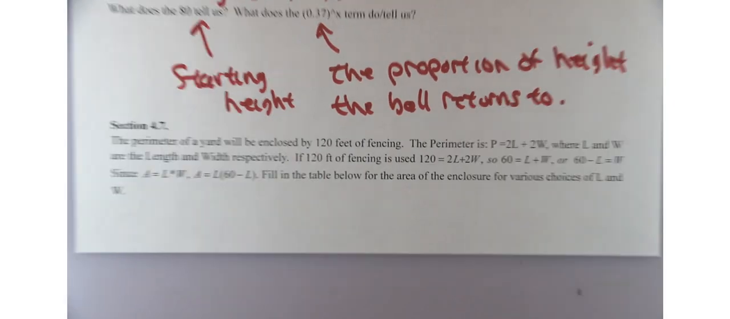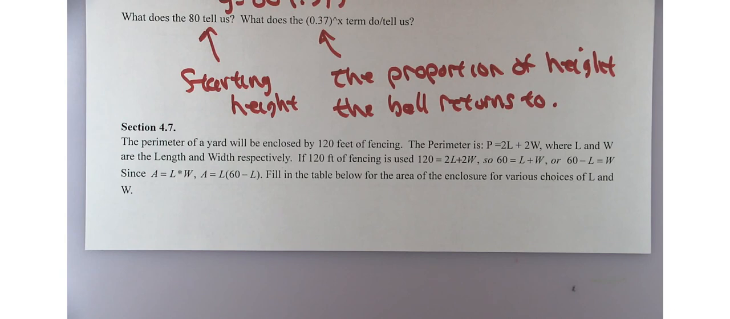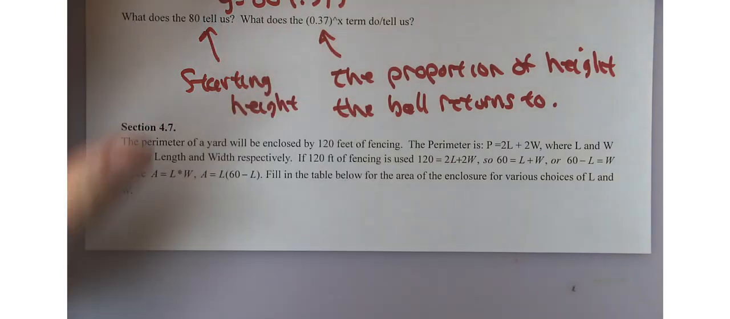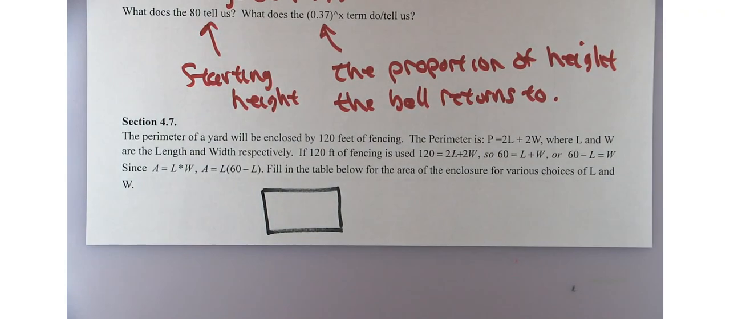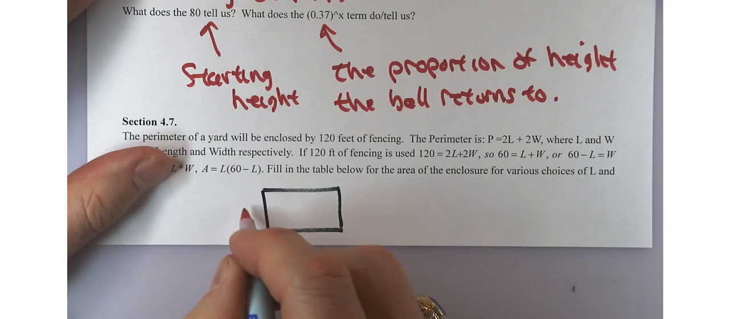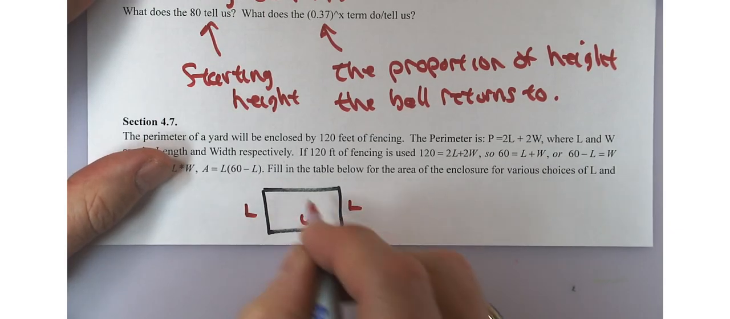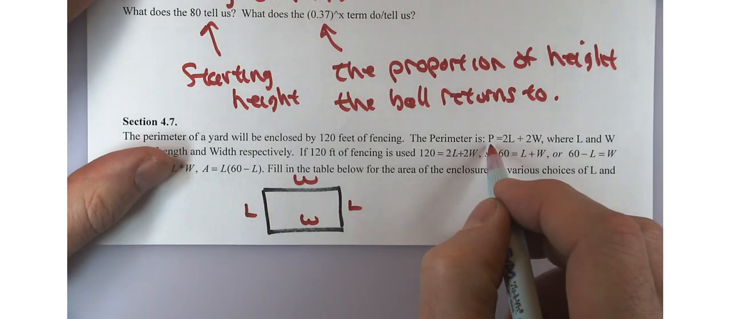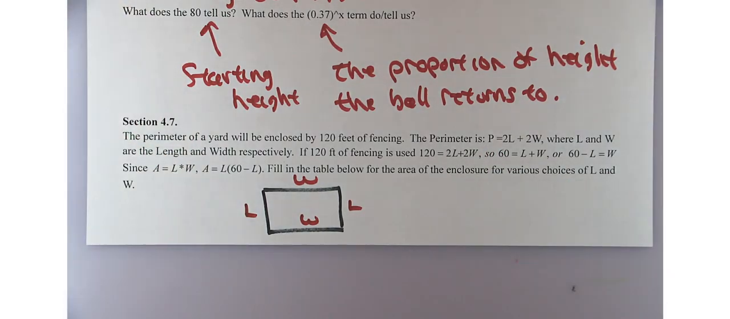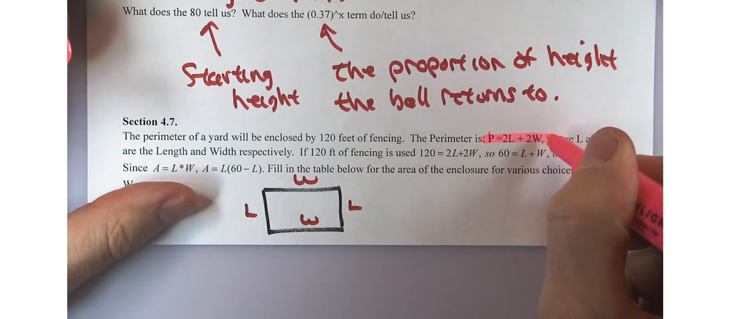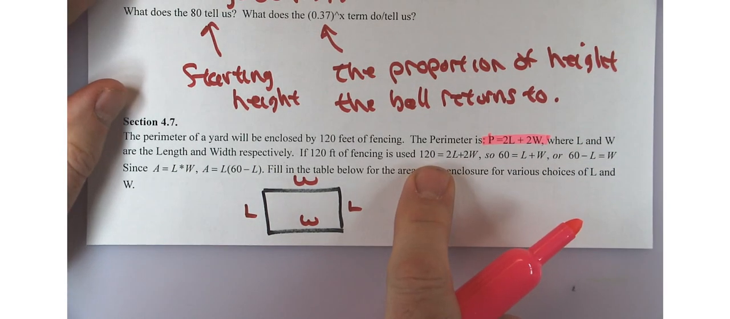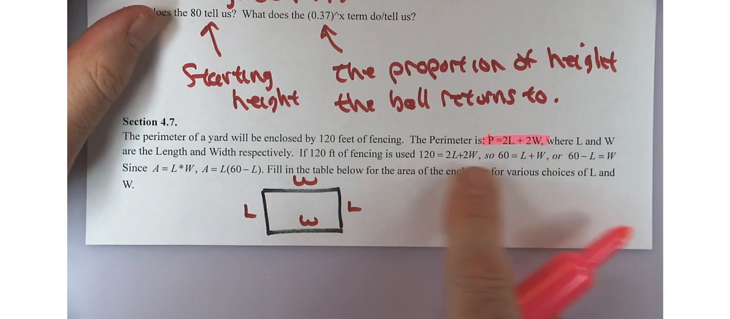Okay, let's keep going. Perimeter of a yard being enclosed by 120 feet of fencing. Assuming it's a rectangular yard, you're going to have a length here, a length here, and a width here, and a width here. So your formula for the perimeter is just 2 times W plus 2 times L. And you've got, excuse me, 120 feet of fence to work with. So 120 is 2L plus 2W.